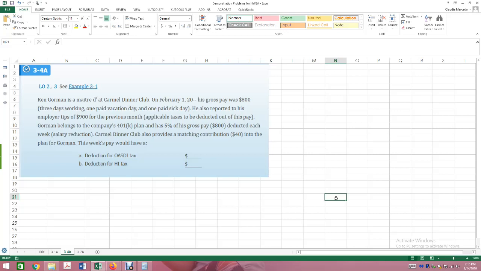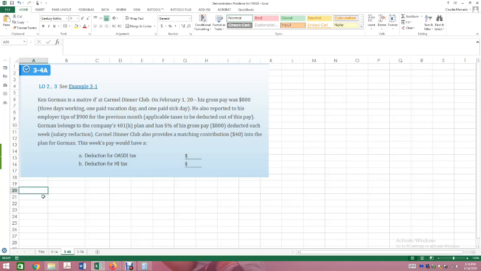Gorman belongs to the company's 401k plan and has 5% of his gross pay, which is the $800 that he made, deducted each week as a salary reduction. Carmel Diner Club also provides a matching contribution of $40 into the plan for Gorman. This week's pay would have a deduction of OASDI tax and a deduction of HI tax. So they're asking us to calculate how much OASDI and HI we are going to deduct from Ken Gorman.